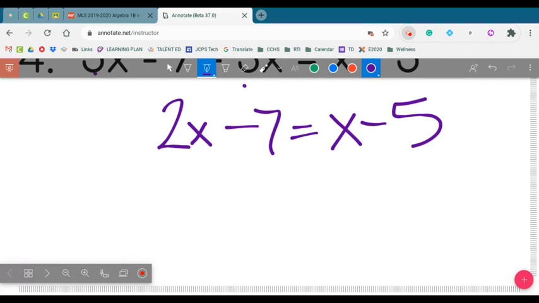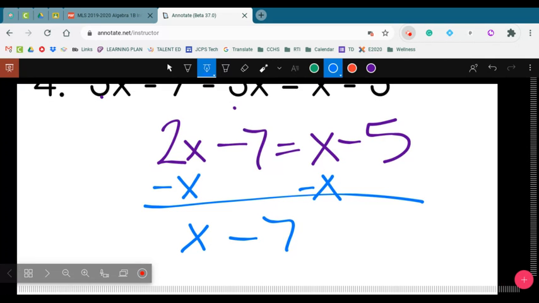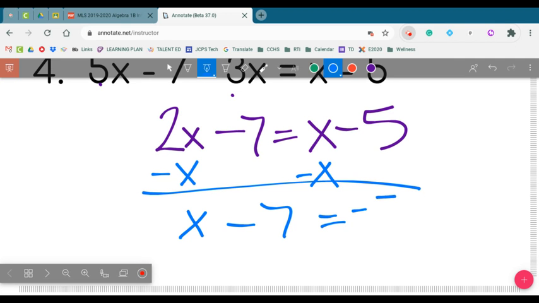Your next step is to get the x to the left side. That's positive x, so I'm going to subtract x on both sides. 2x minus x is going to give me just x because it's 2 minus 1. Minus 7 equals negative 5. And then my last step is to get that 7 moved.